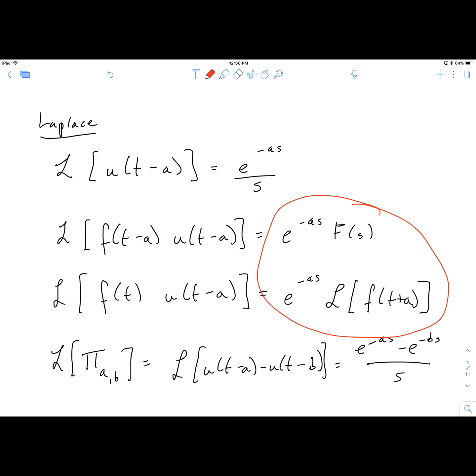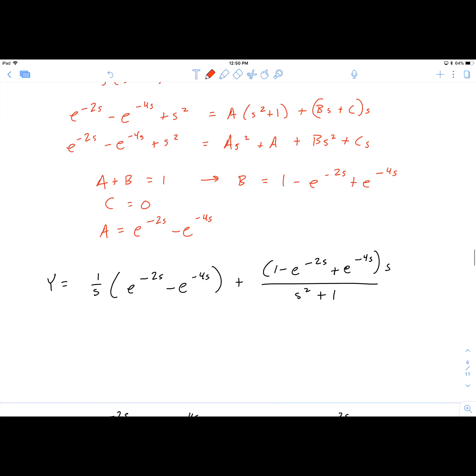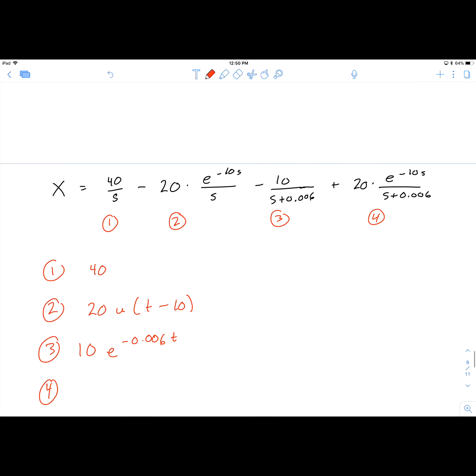And since we have e to the negative 10s, the a is going to be 10, and it looks like we can use this first one here, maybe. Let's find out. So there's a reminder. Let's write that down and see if it works. You kind of have to take this slow sometimes. You can't jump straight to the answer.